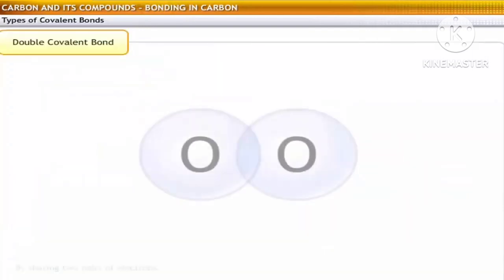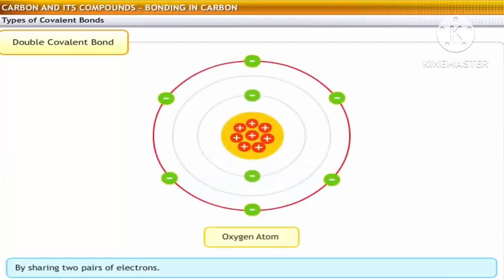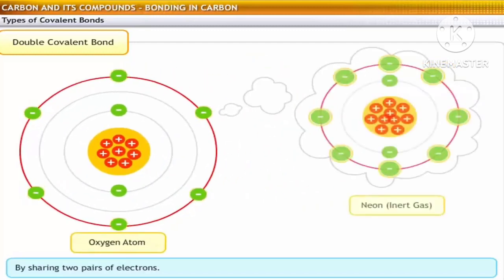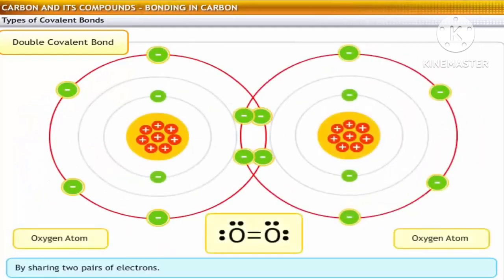Considering the example of oxygen, let's see the formation of a double covalent bond. The atomic number of oxygen is 8 and it requires 2 electrons to achieve the nearest stable inert gas configuration, which is neon. To achieve this, 2 oxygen atoms contribute 2 unpaired electrons to produce 2 bond pairs. Thus, they share these two electron pairs to form a double bond or dicovalent bonds.